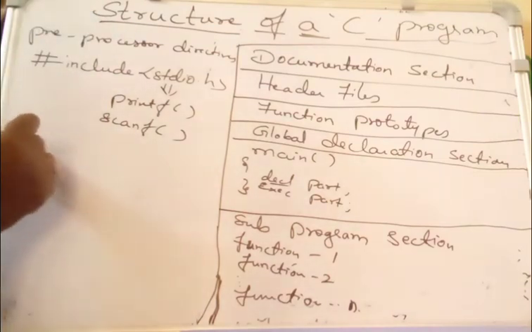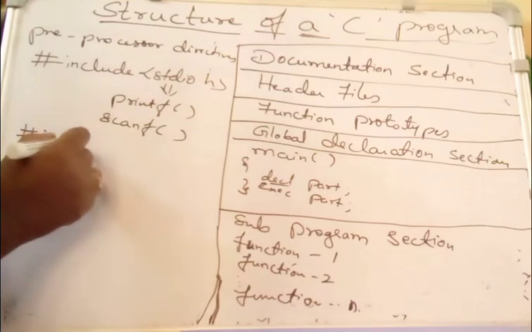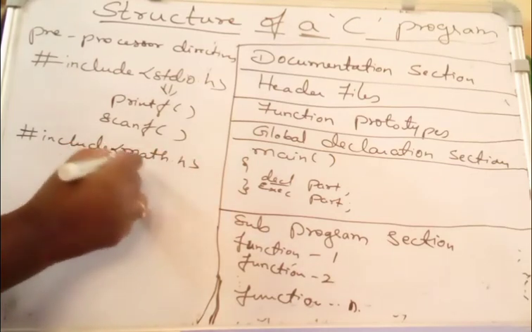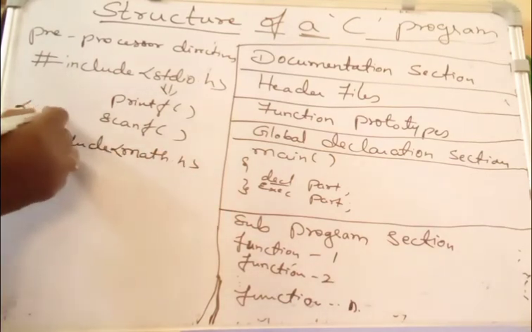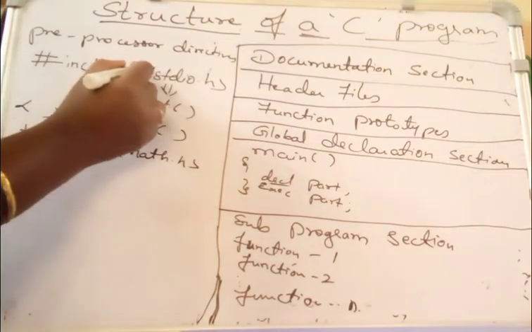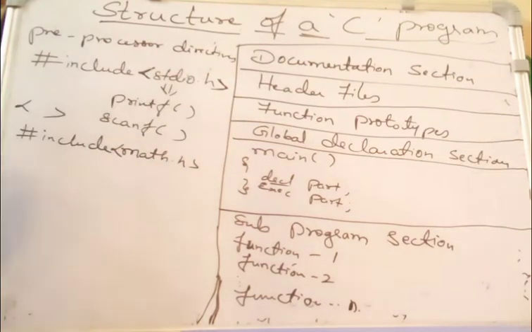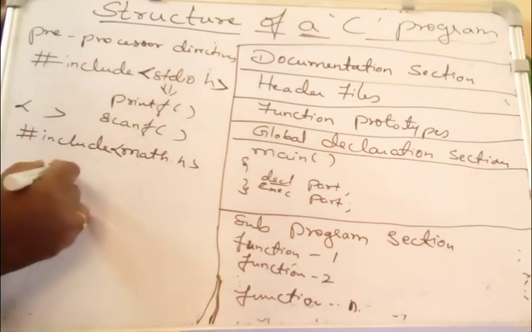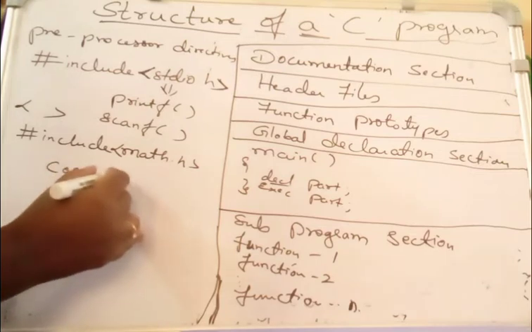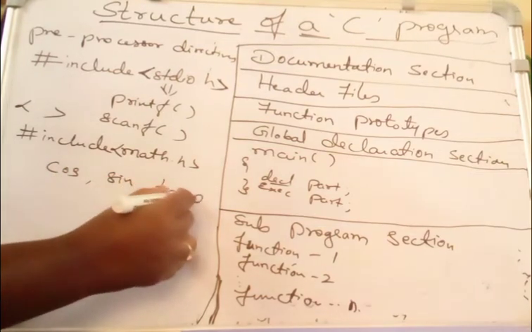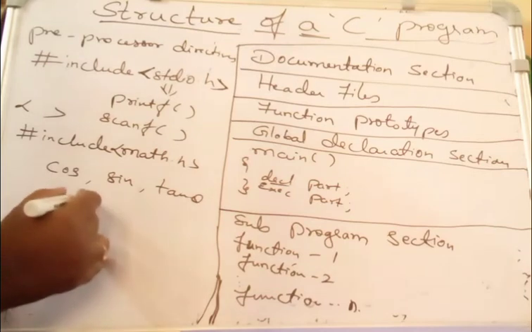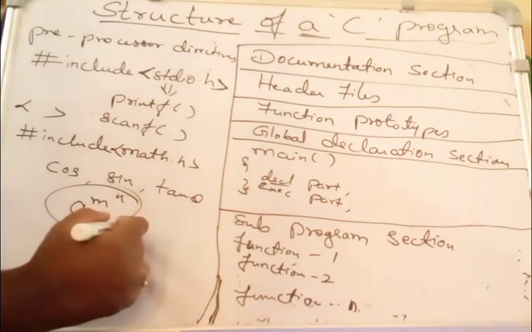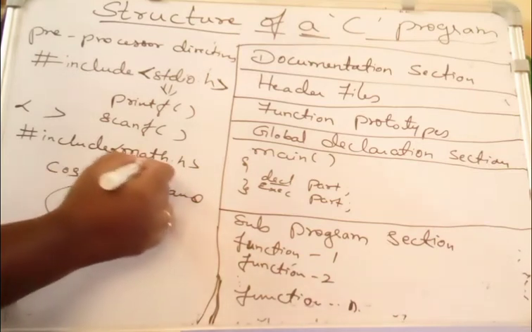Similarly, we have many header files, like hash include math.h. Suppose I use this header file, see, the header files always begin and end with angular brackets. So you should always write with the angular brackets like this. So I am including the library file math.h. Suppose I am using cos angle or sine angles in my program, like sine theta, tan theta, and I want to find their values, or I want to find what is a raised to m, m raised to n, like this. For this kind of operations, I can make use of the math library which is built in.